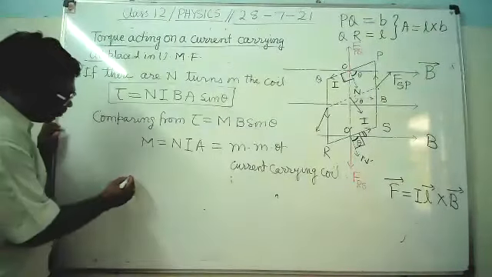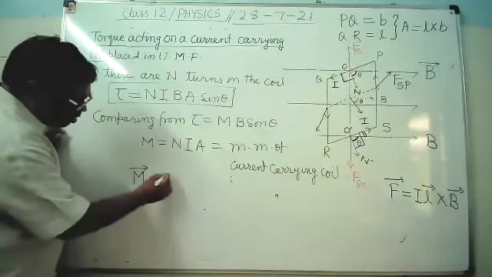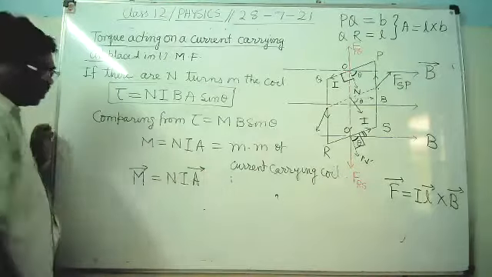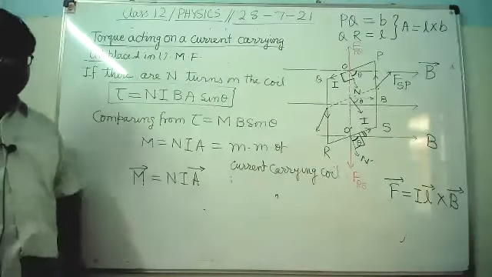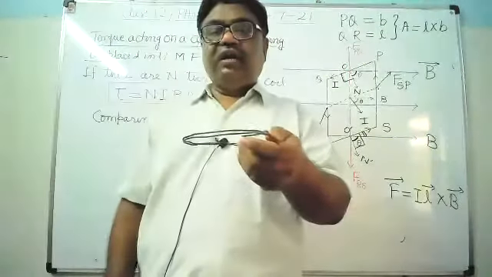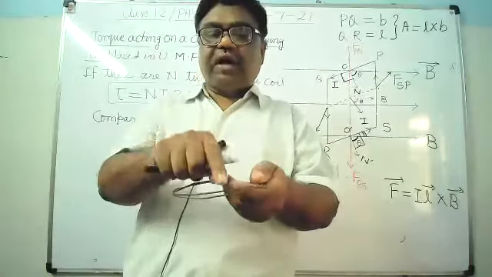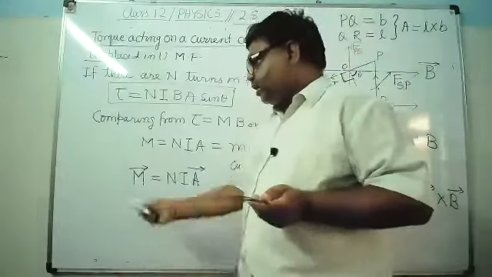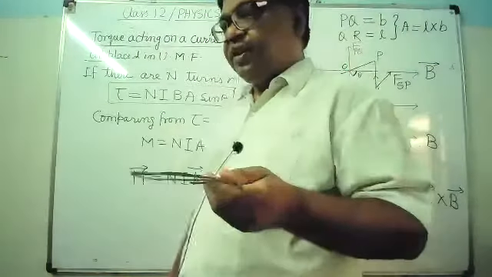How do you write it in vector form? Vector m equals N I, this vector area A, and vector area A is always normal to the plane of the coil. Suppose this is the coil, then the direction of vector area A is normal to the plane of the coil, in this direction. So vector m will have the same direction as vector area.